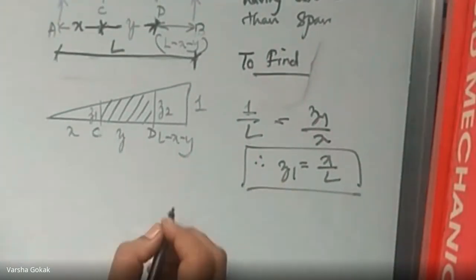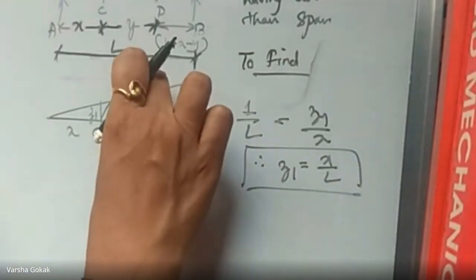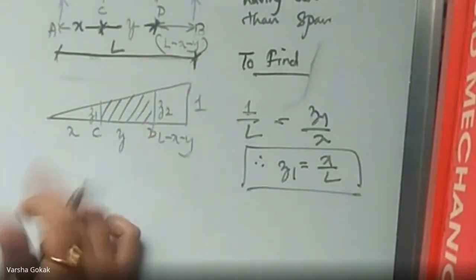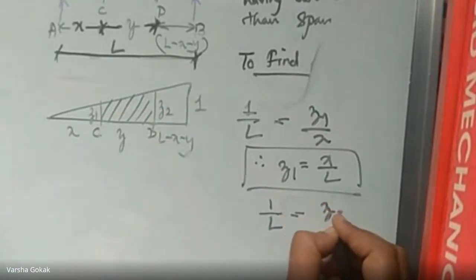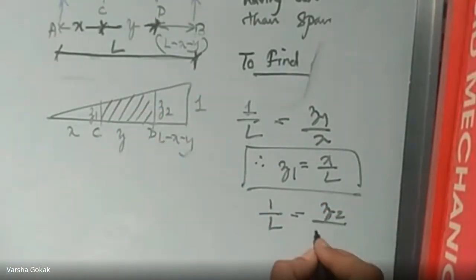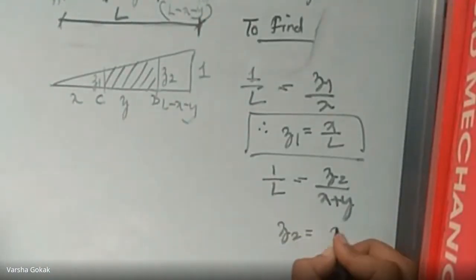Okay. Once this is done, then let us find Z2. 1 divided by L equal to Z2 divided by X plus Y. So 1 divided by L is equal to Z2 divided by this distance, that is X plus Y. So what is the value of Z2? It is X plus Y divided by L.